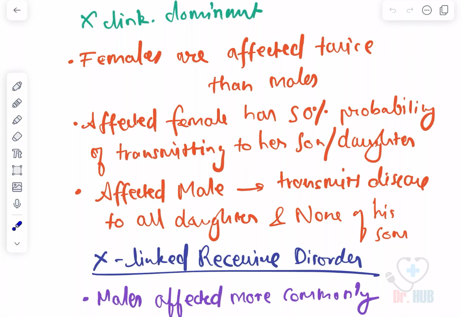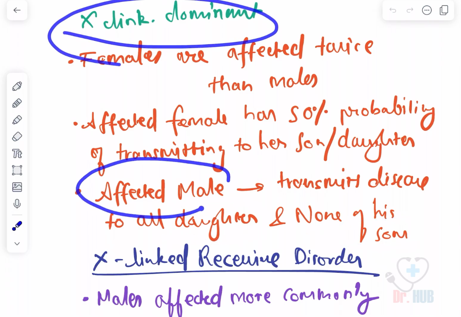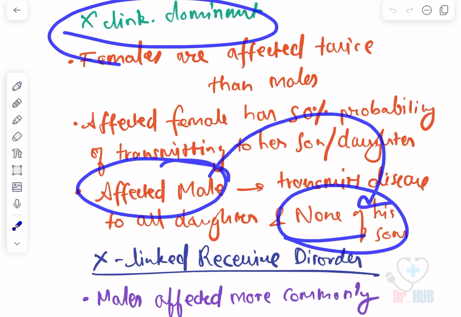And the female has a 50% probability of transmitting it to the son or the daughter. Whereas the affected male transmits the disease to all daughters, but none of his sons have the disease. So in X-linked dominant, the affected male does not transmit the disease to the son.